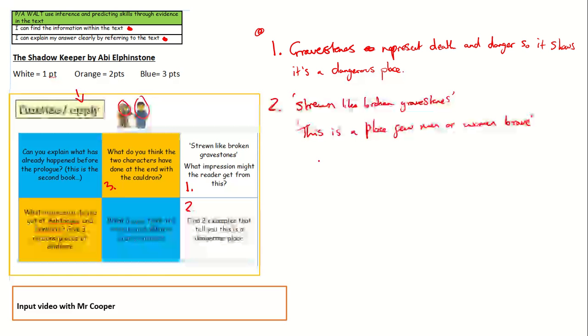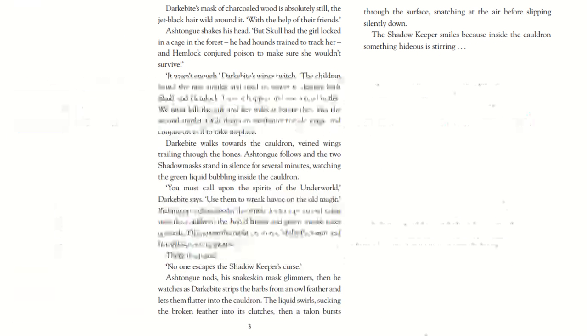Ooh, I just realised I'm not writing in black. Oh well. Number three. What do you think the two characters have done at the end with the cauldron? So down here, we've stuck some owl feathers in. They've gone into the cauldron. "Liquid swirled, sucking the broken feather into it, and then a talon." Now a talon is like a bird claw, isn't it? A talon. It's normally from a big bird as well. "Through the surface and then silently down. Something in the cauldron is stirring."